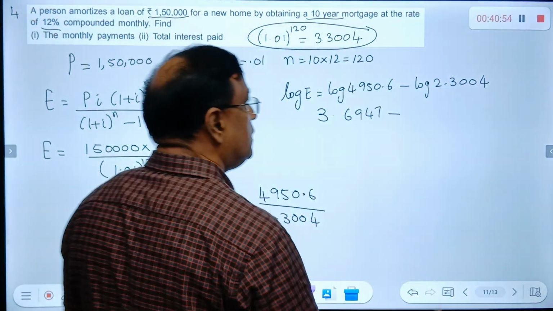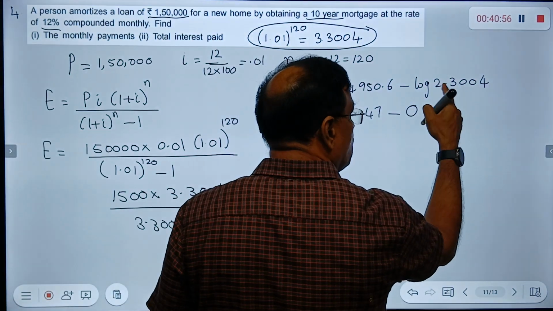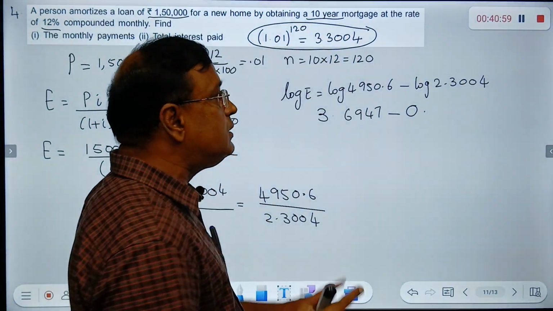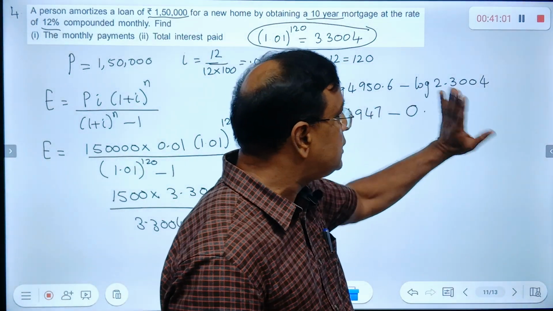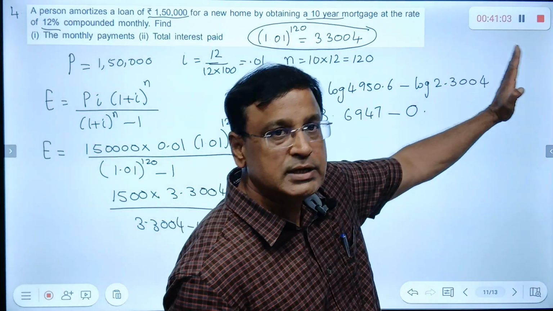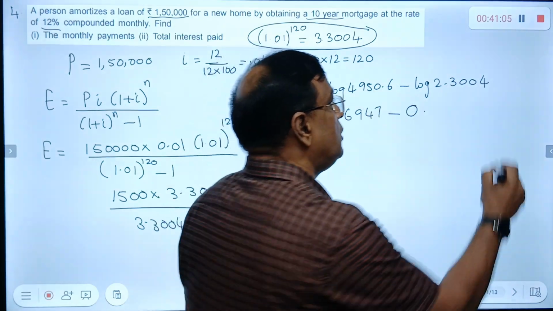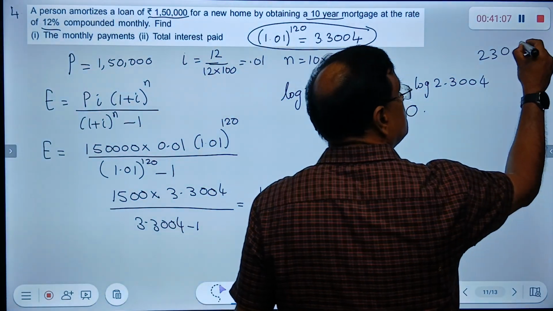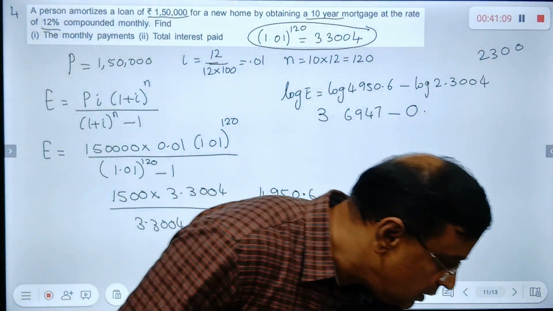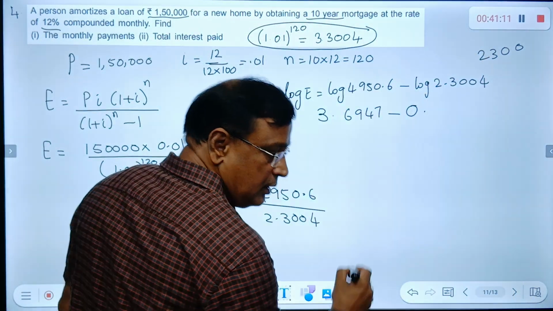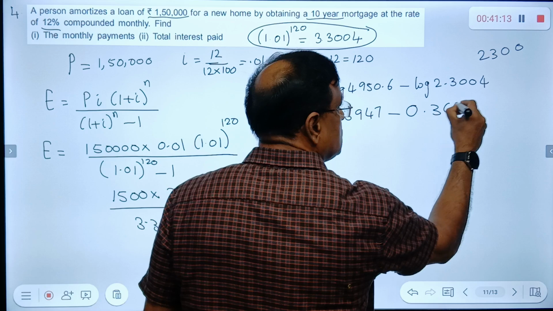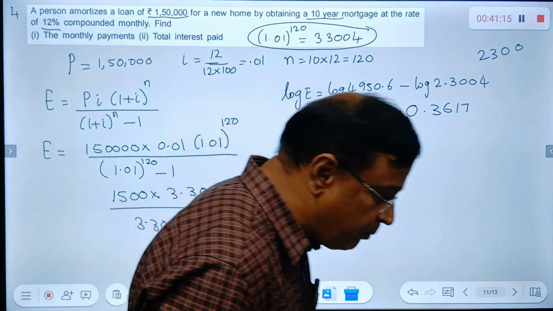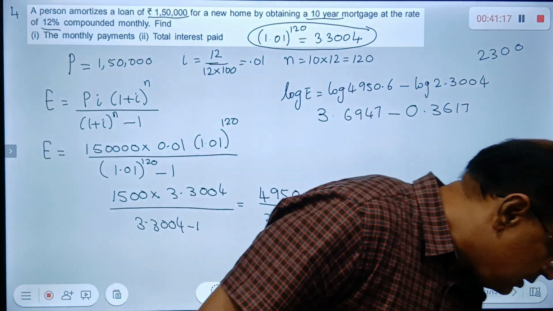6947. Now here the characteristic will be 0 because it's a 1 digit number. And look at the log of 2300. That's all. Ignore 4, because 4 is less than 5. So I will look into the log table for 23 and 00. That's all. When you look into the logarithm, I'm getting 0.3617.